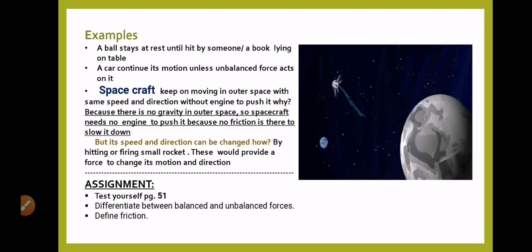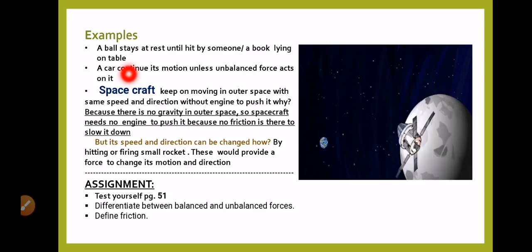Well, this is because there is no gravity in outer space. There is no gravity in outer space. So a spacecraft needs no engine to push it because no friction is there to slow it down. As I have told you, friction is the force which opposes the motion or which tends to stop things. So an engine is required when there is friction. As there is no friction, that's why it works without an engine.